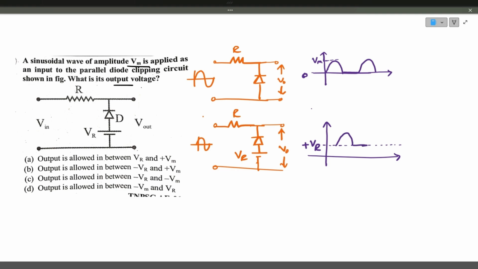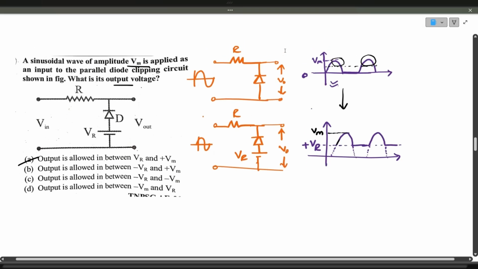Only that positive portion will come into the picture. The remaining portion will be cut off. The remaining voltage will be terminated. Originally this is the waveform, but now you are taking only the upper portion, because you are shifting the base to plus VR. So only this portion will be there in the output. So the output voltage is between VR and Vm. This is the answer. The output is allowed in between VR and Vm. Option A is the answer.